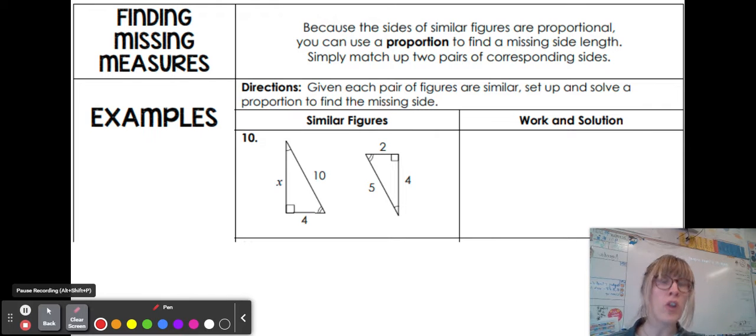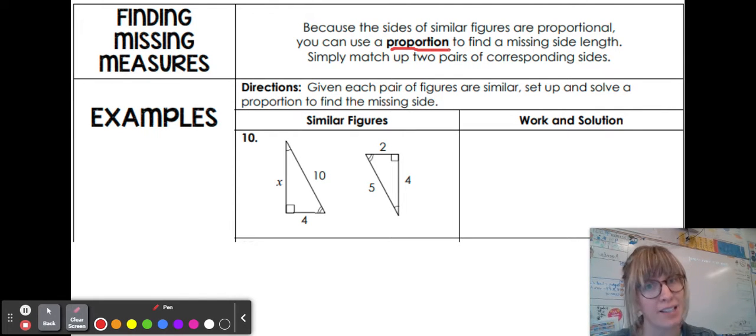So when you know that you have two figures that are similar, that they are proportional, you can then use a proportion. You can set up a proportion to solve a mystery, to find a missing side length. So what you can do is match up two pairs of corresponding sides. So we're going to try it out.